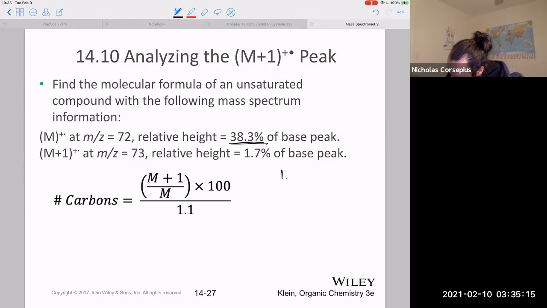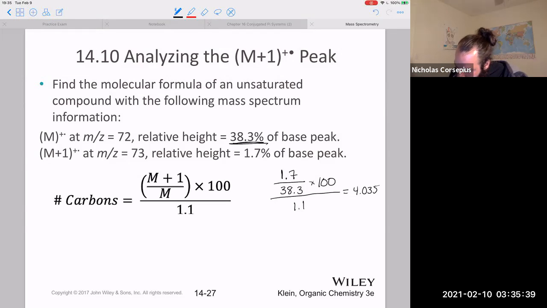So what do we do? 1.7 divided by 38.3. Take that whole thing, multiply by 100, and then divide by 1.1. And what we get is 4.035. We're going to call that 4, right? I mean, if you're doing a molecular formula, it's got to be a nice whole number.